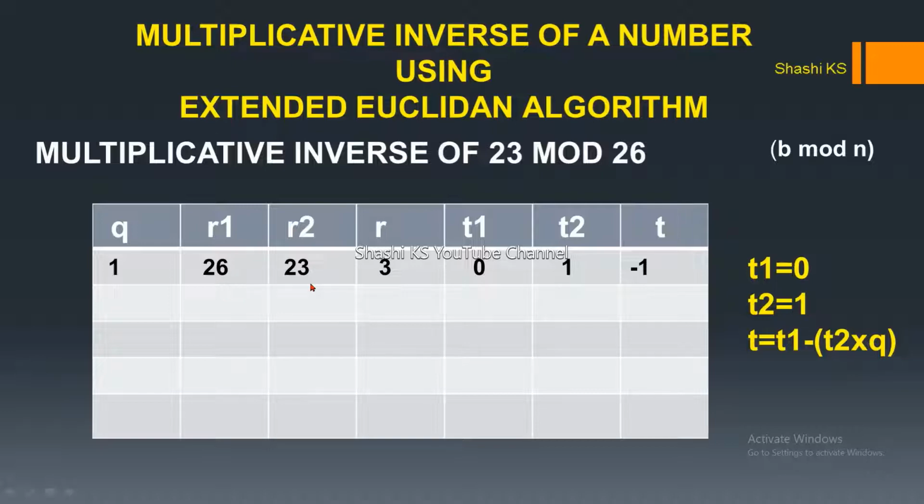When you do R1 divided by R2, the quotient which you get is put in the column Q and the remainder which you get is put in the column R. T1 is assumed to be 0 and T2 is assumed to be 1. So you enter those values. So when you divide 26 by 23, the quotient is 1 and the remainder is 3. So that is put. And T is calculated as T1 minus T2 into Q, that is 0 minus 1 into 1. So 0 minus 1 would be minus 1. So that value is entered in the column T.